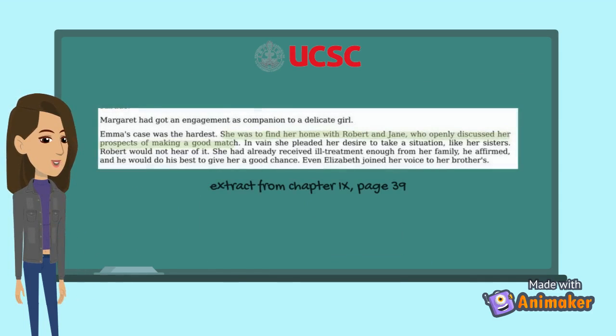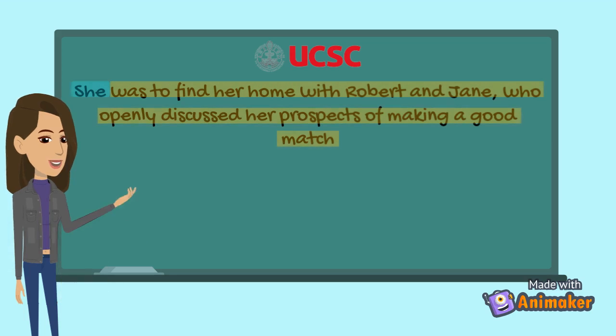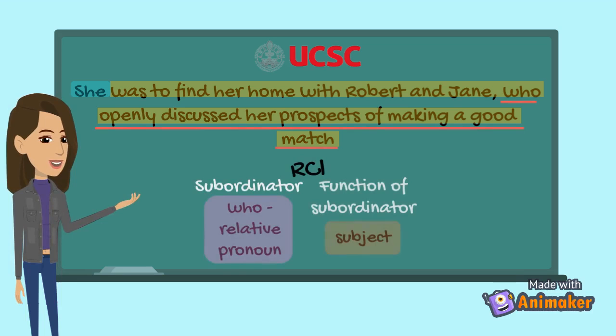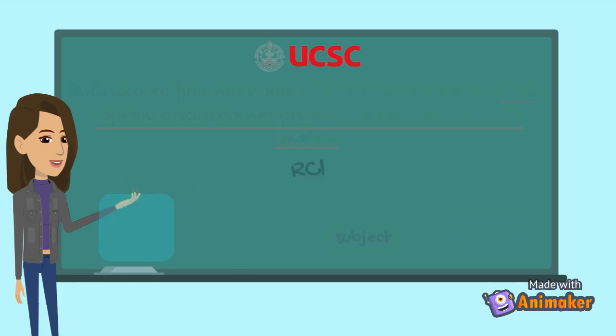The last sentence says, she was to find her home with Robert and Jane, who openly discussed her prospects of making a good match. In this example, you must identify the subject and the predicate, and find the main verb, which is the word was. In this sentence, we find the subordinate clause that starts with the relative pronoun who, and it is acting as the subject of the subordinate clause. This is a non-defining relative clause because it gives more information about the antecedent, and in this case the antecedent of the clause is Jane.